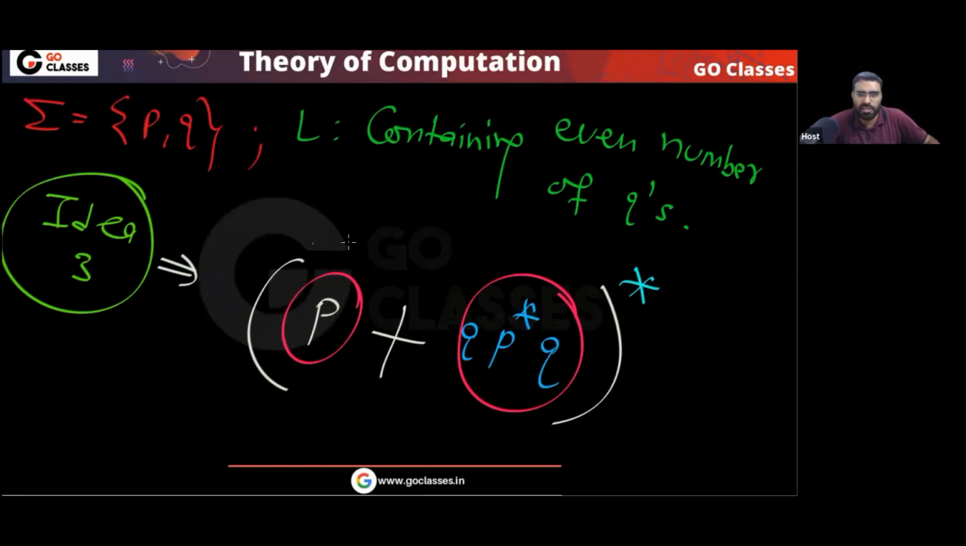Please tell me, did you understand? And are you finding these things interesting? In the GATE exam, they can create MSQ questions. If you understand these ideas, those questions will become very easy for you. Okay, so this is the answer.